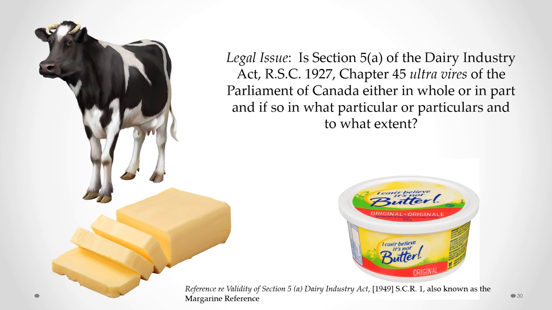So the specific legal issue here was whether or not that Section 5A was ultra vires of the Parliament of Canada, either in whole or in part, and if so, in what particular or particulars and to what extent. In other words, did the federal parliament have the legal right under the Constitution Act 1867, which back then was called the BNA Act, the legal authority to pass Section 5A as a law?